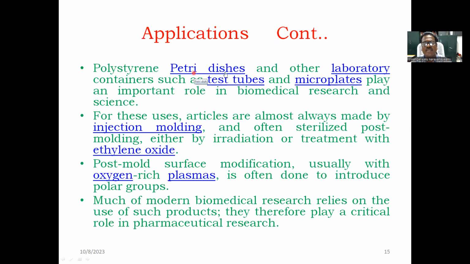Applications: polystyrene Petri dishes and other laboratory containers such as test tubes and microplates play an important role in biomedical research and science. For these uses, articles are almost always made by injection molding and often sterilized post-molding, either by irradiation or treatment with ethylene oxide. Post-mold surface modification, usually with oxygen-rich plasmas, is often done to introduce polar groups. Much of modern biomedical research relies on the use of such products. They therefore play a critical role in pharmaceutical research.